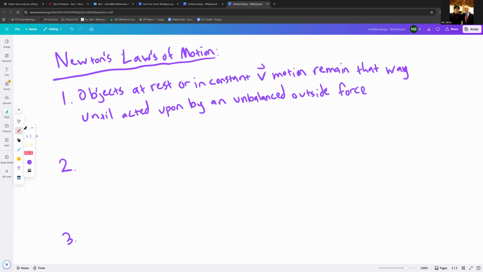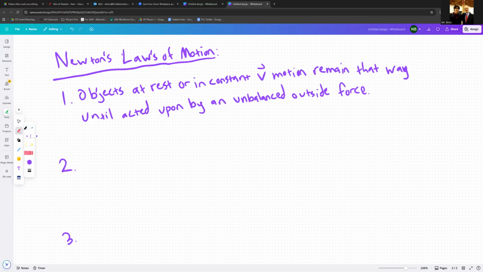Okay, so let's break this down. We've added a couple things beyond the basic definition of objects at rest remain at rest, objects in motion remain in motion until acted on by an outside force, something along those lines you would have encountered back in a previous science class. But if an object's at rest and it's not moving at all, or if it's moving with a constant velocity, it will remain that way until acted on by an unbalanced outside force.